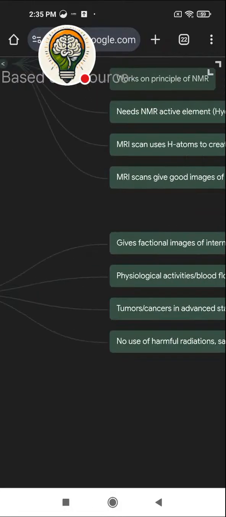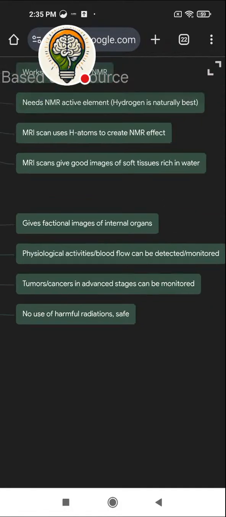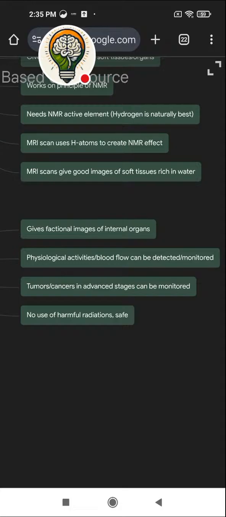Advantages of MRI: it gives a fractional image, internal organ physiology and activity, and blood flow can be detected and monitored, and tumors and cancer in advanced stage can be monitored, and there is no use of harmful radiation.